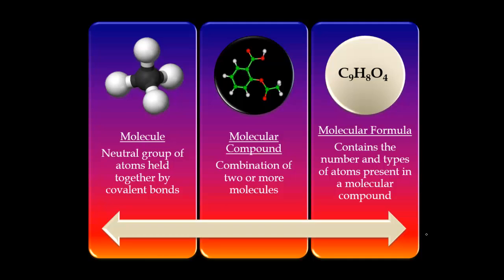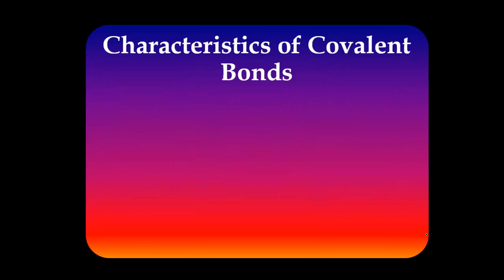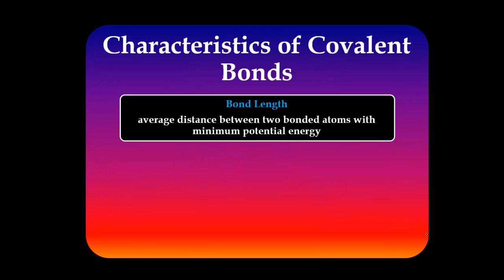So this contains the number and the types of atoms present in a molecular compound. What it does not include, of course, is the type of bonding, or what elements are technically bonded to other elements. So, characteristics of covalent bonds. What we could look at is the bond length. This is the average distance between two bonded atoms with minimum potential energy.